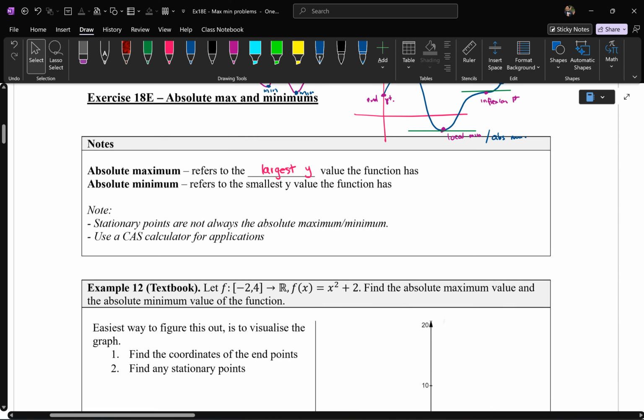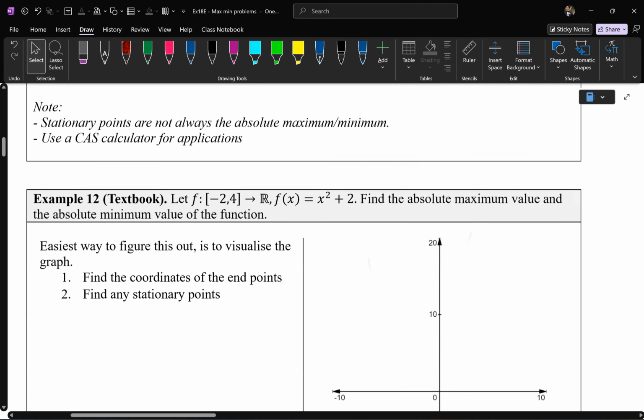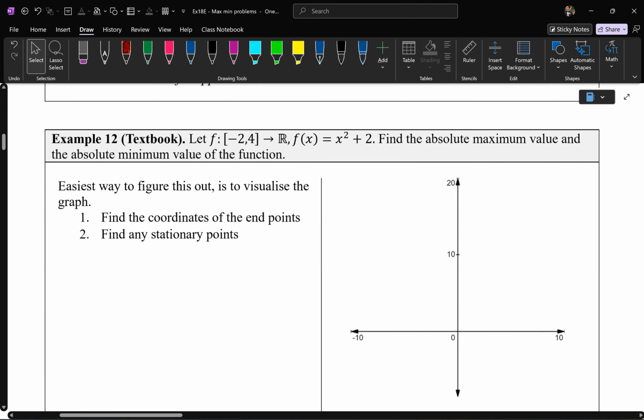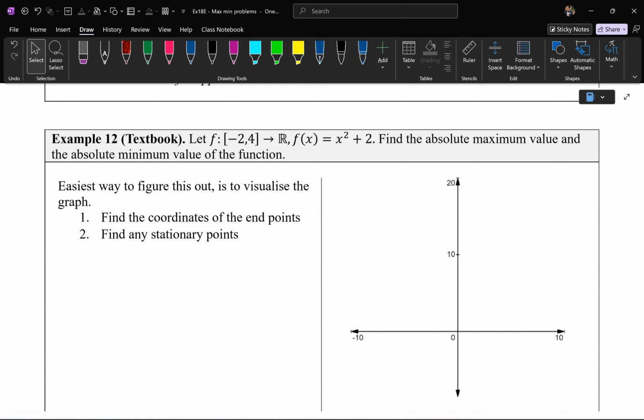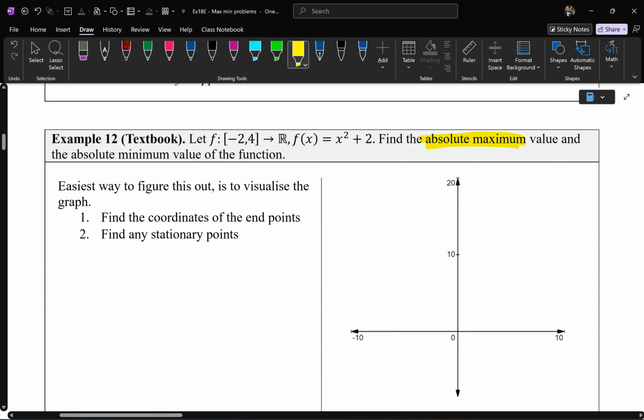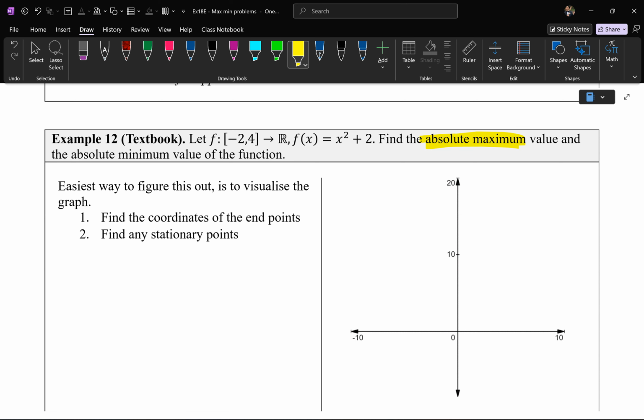Let's go to this problem here. Let's have a look at this problem. Example 12 of your textbook. They've given you a graph, x squared plus 2. Find the absolute maximum. That means find the largest y value this graph can have based on this equation. X squared plus 2, what type of graph is this? What type of graph is x squared plus 2?